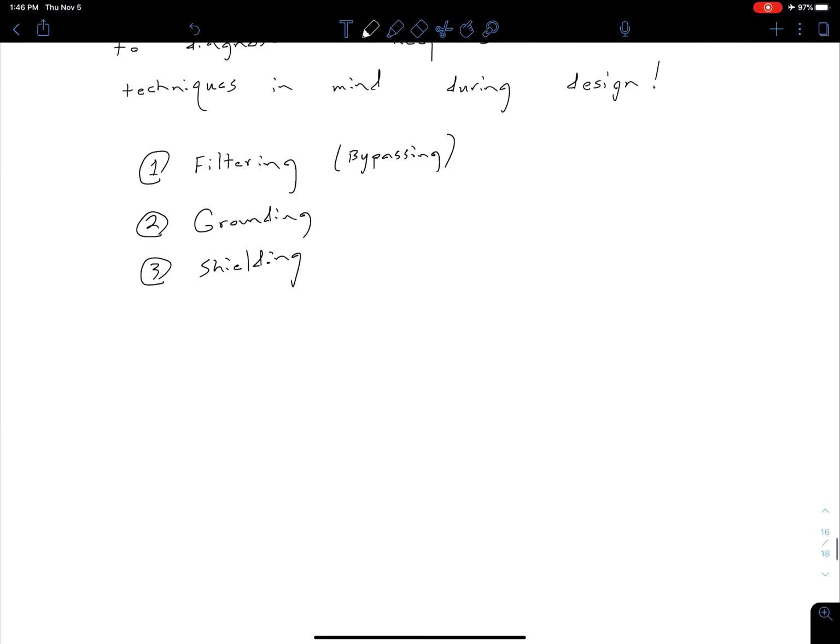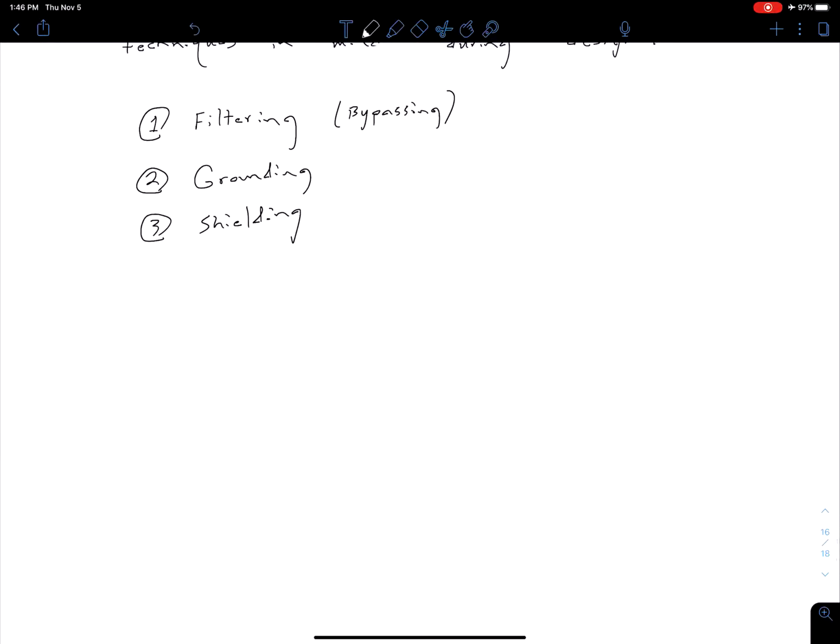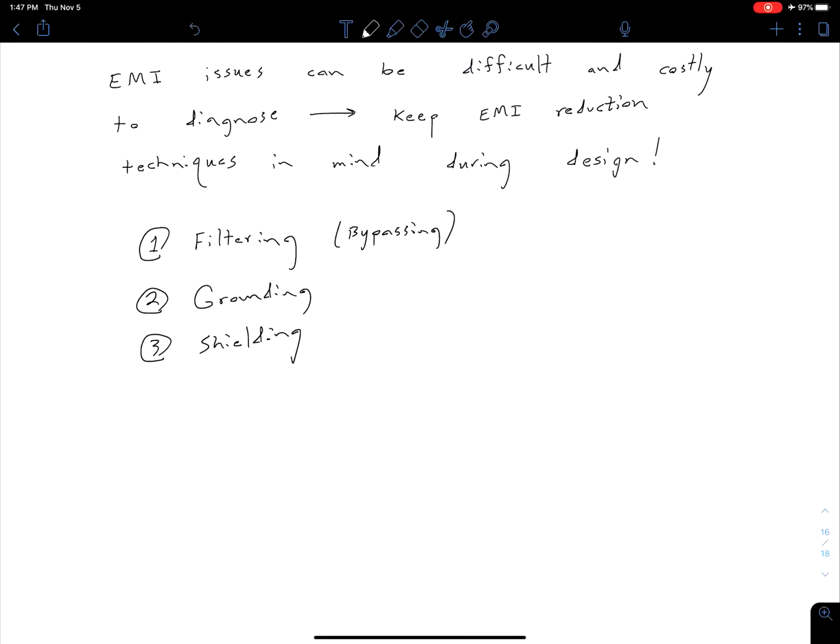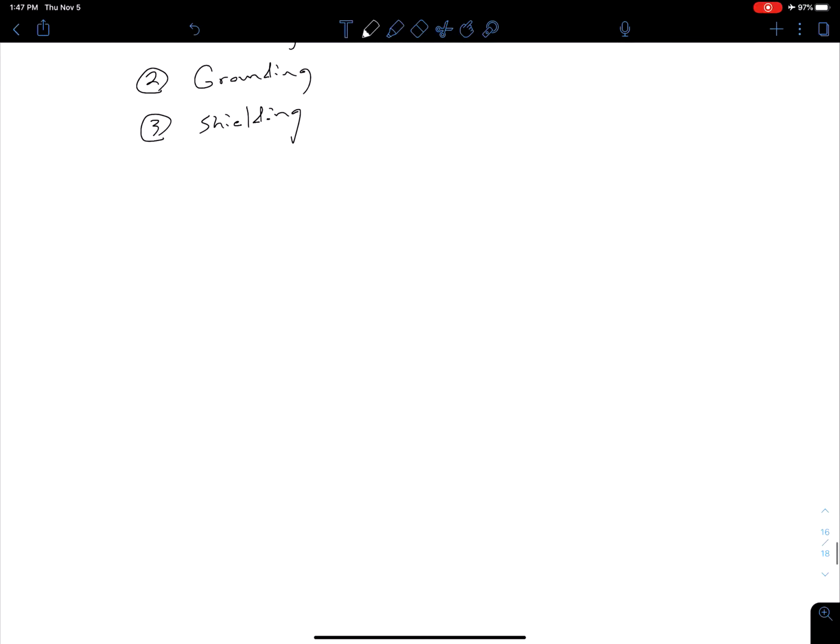So let's start by talking about filtering and bypassing. In general, this filtering and bypassing is going to be primarily for conduction EMI. Of course, that's when we had some physical connection, some wire connecting our EMI source and our victim. So let's define these two things. Filtering is actually the same sort of idea that we've seen in a lot of other classes. We're just blocking some undesired signal while passing our desired signal through.